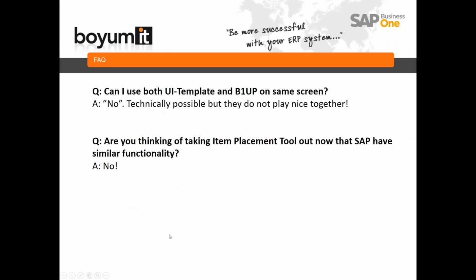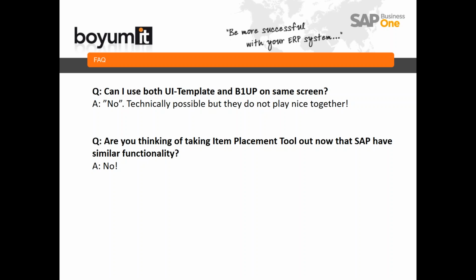Other thing, I would say, thinking about taking item placement tool out now that SAP has some other functionality. And of course not. Mostly because we can do so much more than they can do. But even if they come to a place where they can do exactly the same as us, we will still, of course, keep it up to date for legacy purposes.